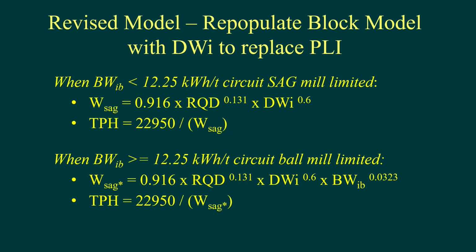So they ended up with a two-part model. The first part of the model was invoked when the ball mill work index was less than, in this case, 12.25 kilowatt hours per tonne. Under those circumstances, the circuit was not ball mill limited, it was SAG mill limited, and this equation was used. However, once the ball mill work index reached 12.25 and exceeded it, then this alternative equation was used, and this represents the circuit throughput capabilities when it is ball mill limited.